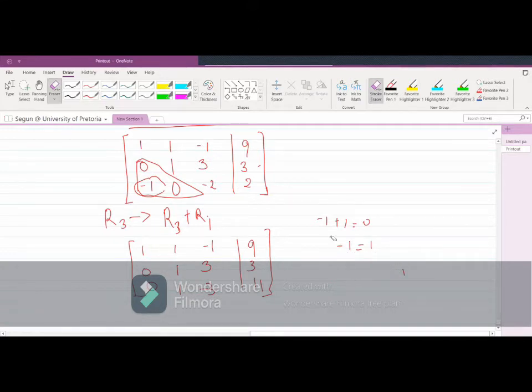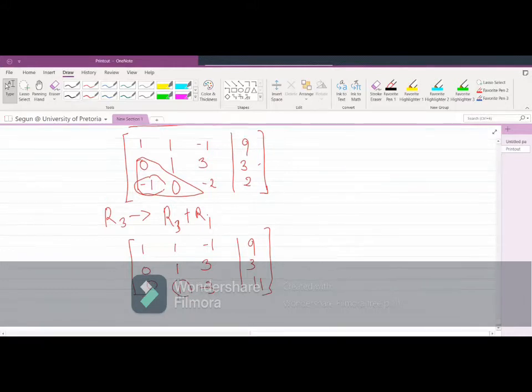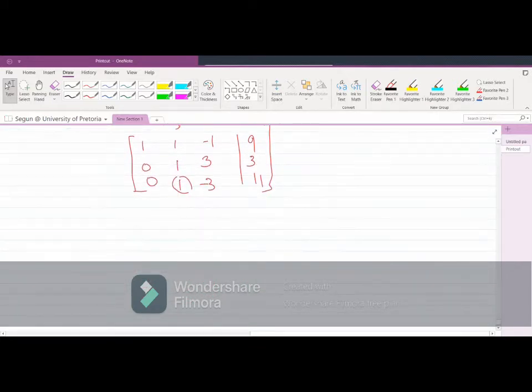Did we achieve our aim? No. Remember, we need to make this element also 0. So for us to make it 0, who can tell us the operation? Any other person, please? Row 3 minus row 2. Remember, you are working on row 3 again. Look at it critically.